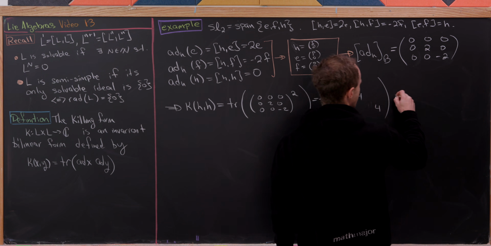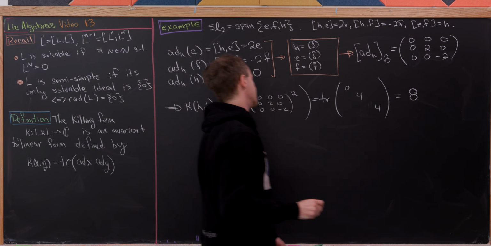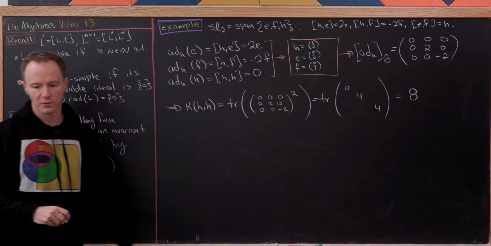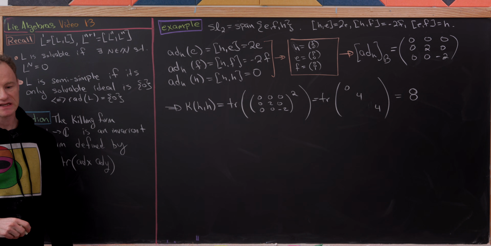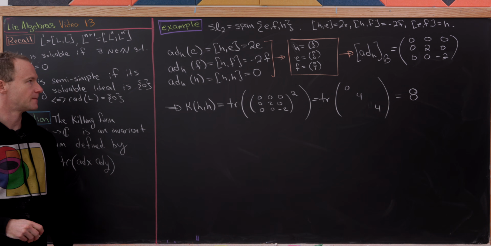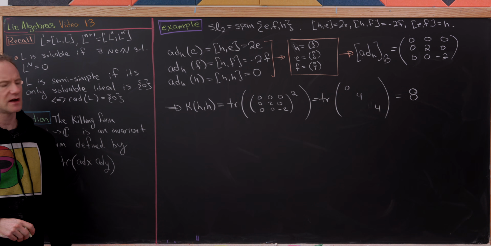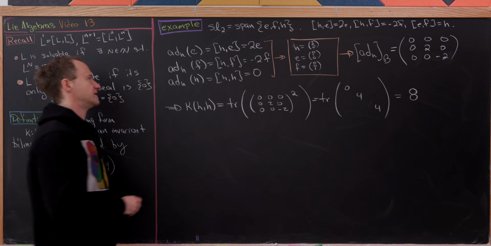So here we get 8 because 4 plus 4 is 8. So the killing form of H with itself is equal to 8. Now let's maybe find another one of these.